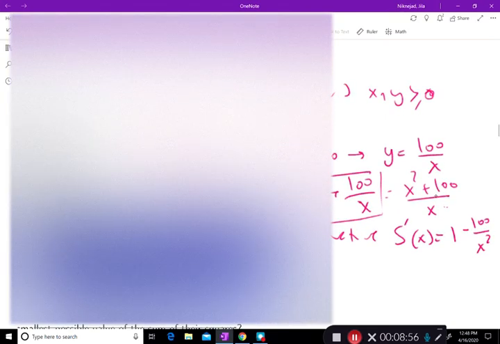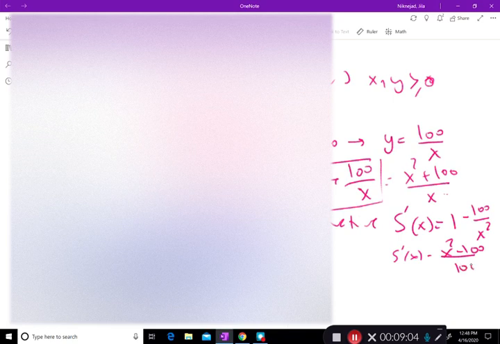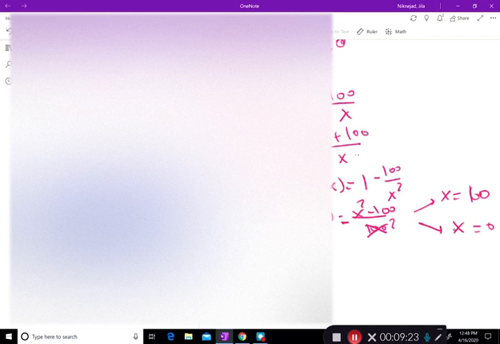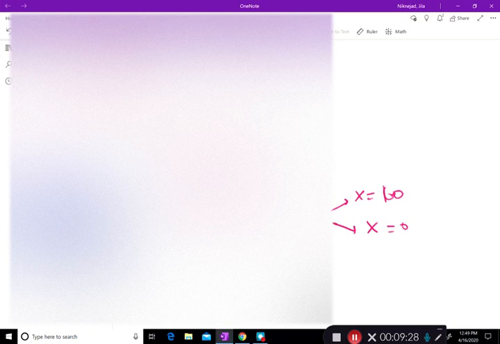And then over here, I get S prime of x. Common denominator, x squared minus 100 divided by x squared. So the critical numbers are going to be x equal to 10 and x equal to 0. X equal to 0 is not part of the domain, therefore x equal to 10 is the critical number that I'm going to investigate.